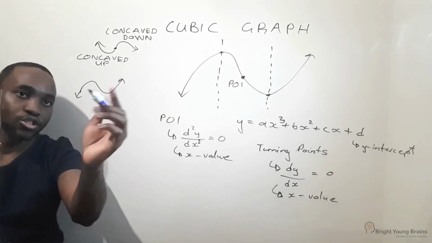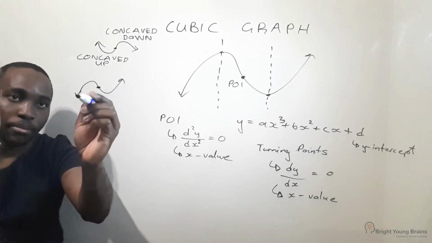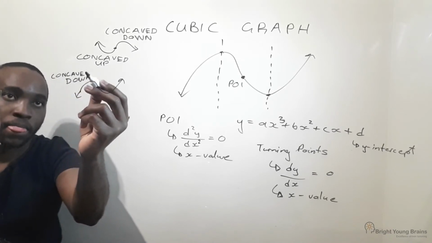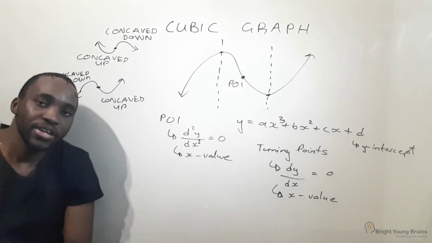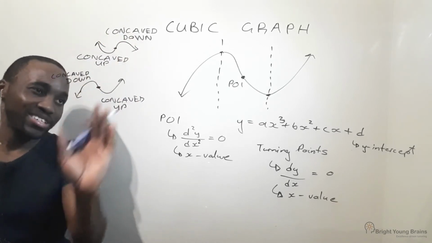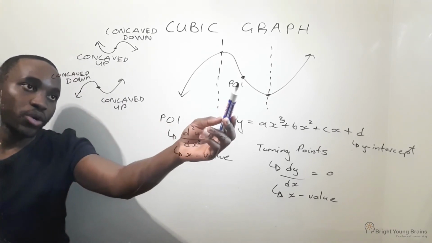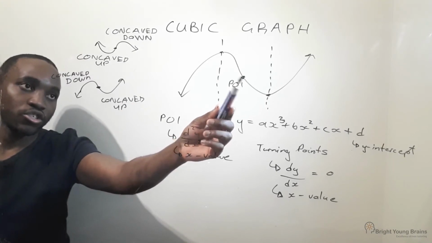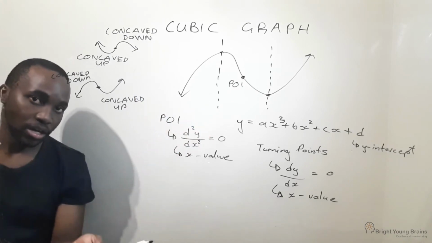Same goes for this picture. If this is your point of inflection, it splits up concavity. The part that's frowning will always be concave down, and the part that's like smiling will always be concave up. It is that simple. So firstly, the reason why all this is very important is because when you think of your point of inflection, whatever the x value is, your point of inflection will always assist you in answering questions that ask you where is the graph concave up, where is the graph concave down.